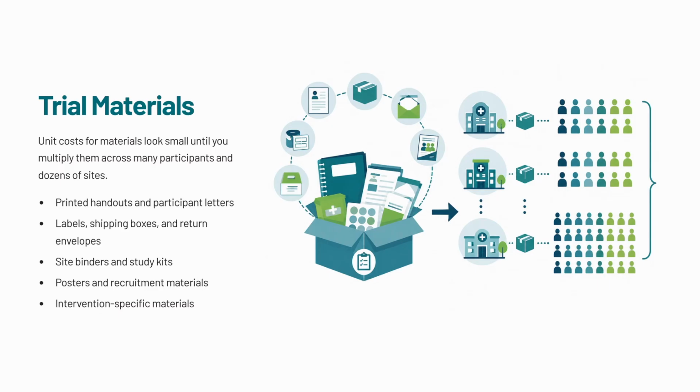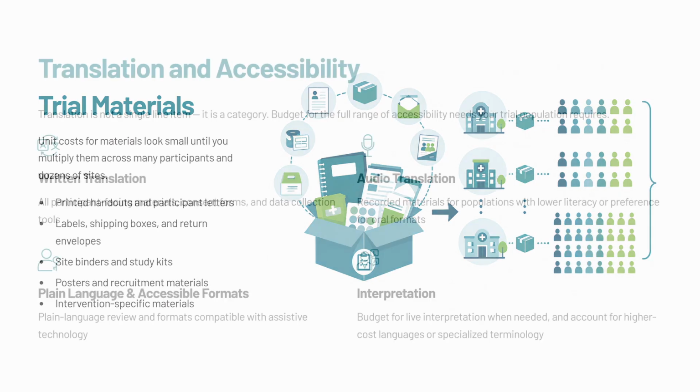A common mistake is budgeting for the first batch only, then realizing later that every site needs replacements, extras, or updated versions. For pragmatic trials, where implementation often happens across routine care settings, materials are part of how the trial becomes workable.